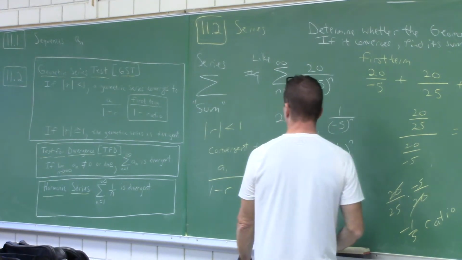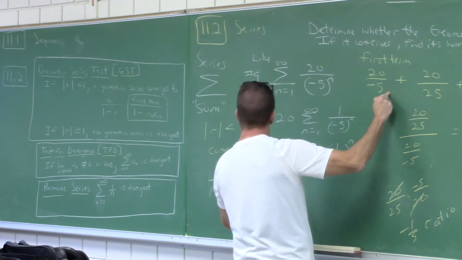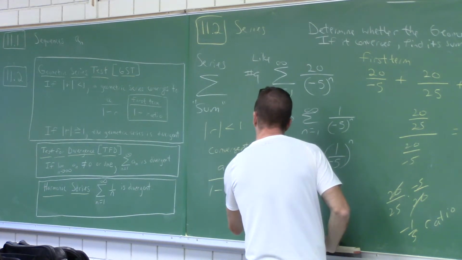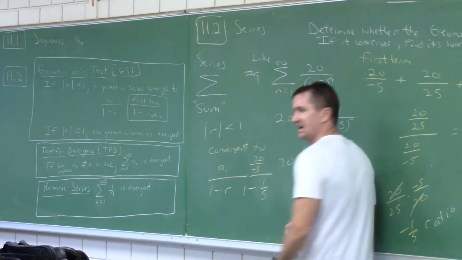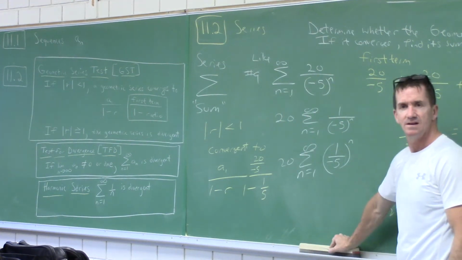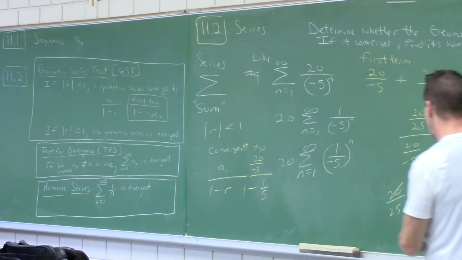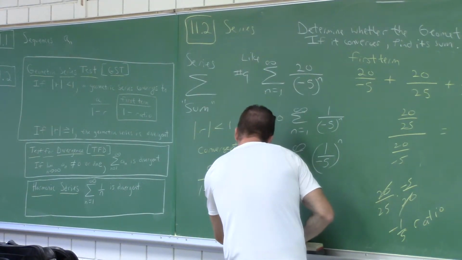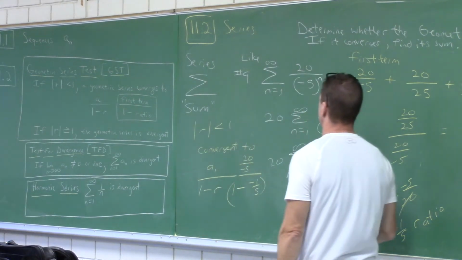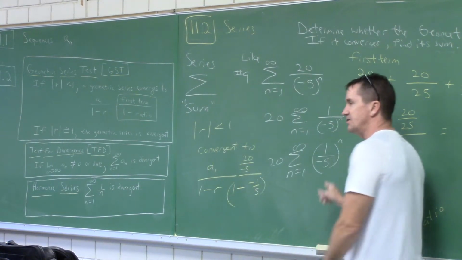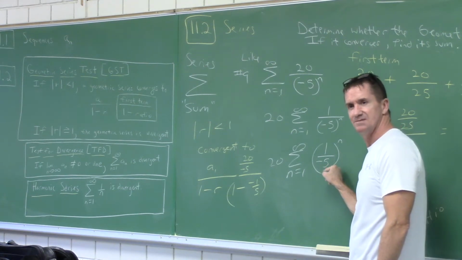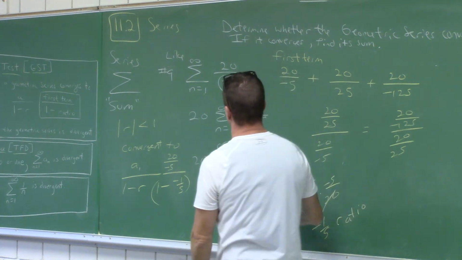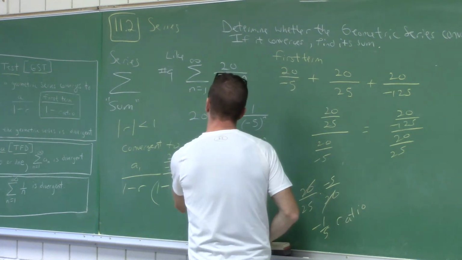Okay, let's find the sum. It's convergent to the first number, 20 over negative 5, over 1 minus, find my error, everyone. I hate that on a test. Anybody catch it? The ratio was not 1/5, the ratio was negative 1/5, so I'm going to do 1 minus negative 1/5. Hey, do you notice that you could have found that ratio just sitting in the parentheses? But it didn't take long to do this, did it?